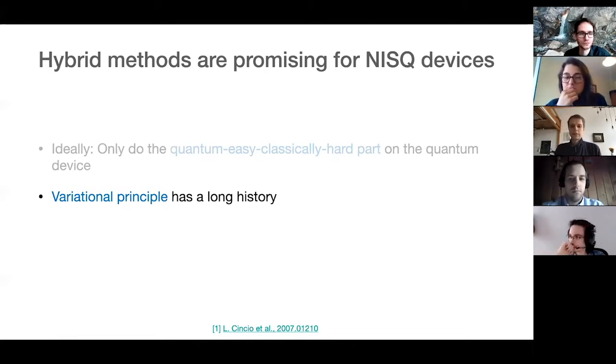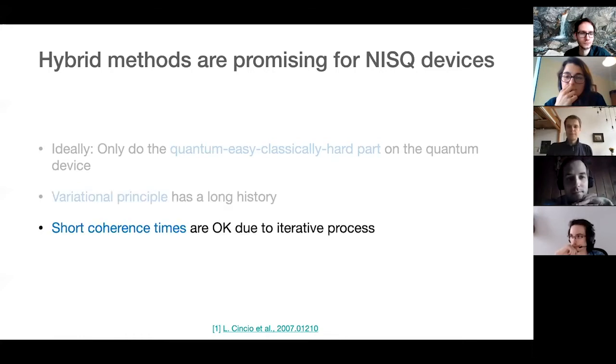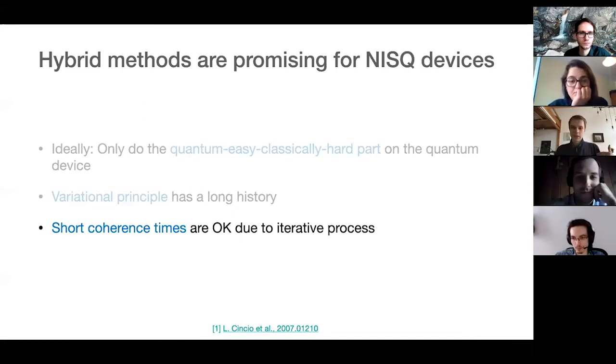Then there's this inspiration by the variational principle, which has a much longer history than all these quantum algorithms. We can tolerate quite short coherence times because we iterate through this optimization loop. We only have to be able to run circuits long enough to prepare the certain states. We're totally fine; we don't care what happens afterwards in the quantum computer.